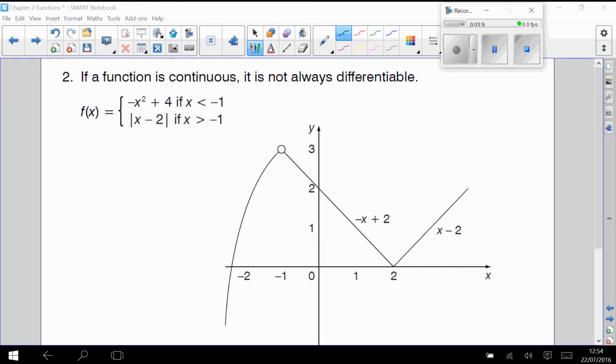Just quickly though, I want to explain to you how a graph can be continuous, but it is not always differentiable. So in this graph, we're going to take a look at a couple of points that are not differentiable. Can you see that as my graph tends towards when x is minus 1, from the left or from the right, I'm going to arrive at the same height of 3. But as there is a hole at 3, there is a limit at 3, but it would be impossible to find the derivative there because f at minus 1 does not exist.